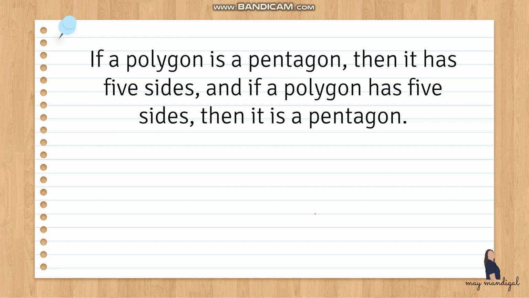If a polygon is a pentagon, then it has 5 sides. Then if a polygon has 5 sides, then it is a pentagon. If you will look at the given sentence, you will see that there are two implications. If a polygon is a pentagon, then it has 5 sides. So that is the first implication. The second one is that if a polygon has 5 sides, then it is a pentagon. So there are two implications and they are connected by the connective and. So we can say that this one is biconditional.